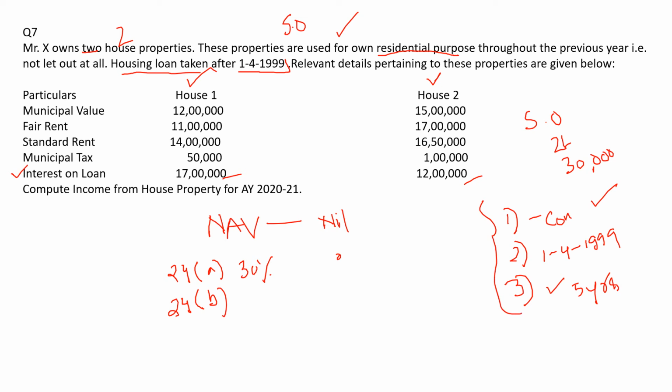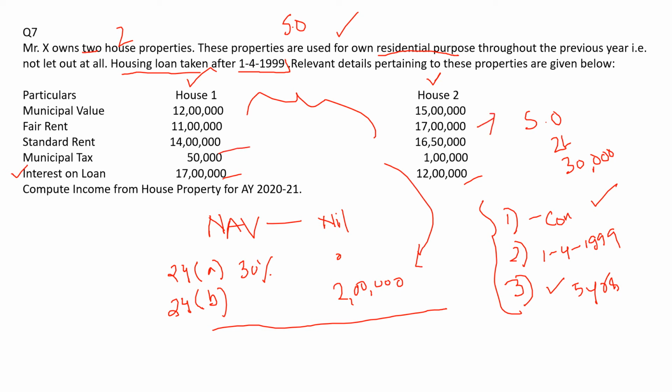If these conditions are satisfied, the deduction amount is how much? 2 lakh rupees. For both these houses together we will get a deduction of 2 lakh. You will not get it separately for house 1 and house 2. The total deduction is 2 lakh. For a self-occupied house property, the deduction of 2 lakh is given if these 3 conditions are satisfied: the loan is taken for construction of the house, it is taken after 1/4/1999, and the construction has been completed within 5 years.